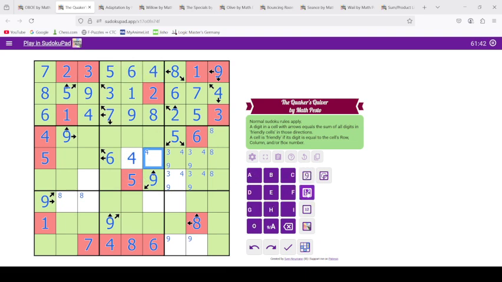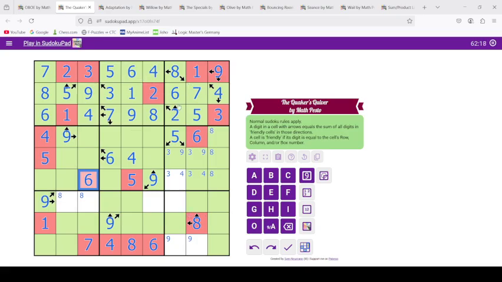That's a 4. Not friendly. This is not friendly either. 7 is one of those 2 cells. As long as one of those 2 cells. 3 friendly. These are not 9. These are not 4. 6 has to go here along the row. That's friendly.